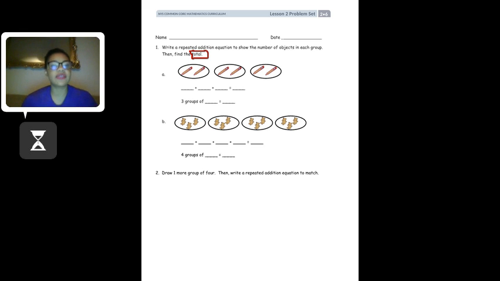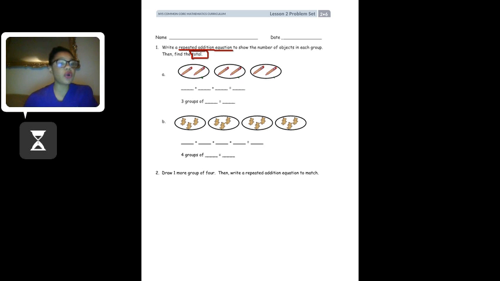And the sentence tells us that we have to write a repeated addition equation. So let's look at A. We have how many circles? How many circles do we have? That means how many groups do we have? Let's count them, okay? Make sure it doesn't fade. We have, and I'm going to write it in a different color, 1 group, 2 groups, 3 groups. We have 3 total groups.